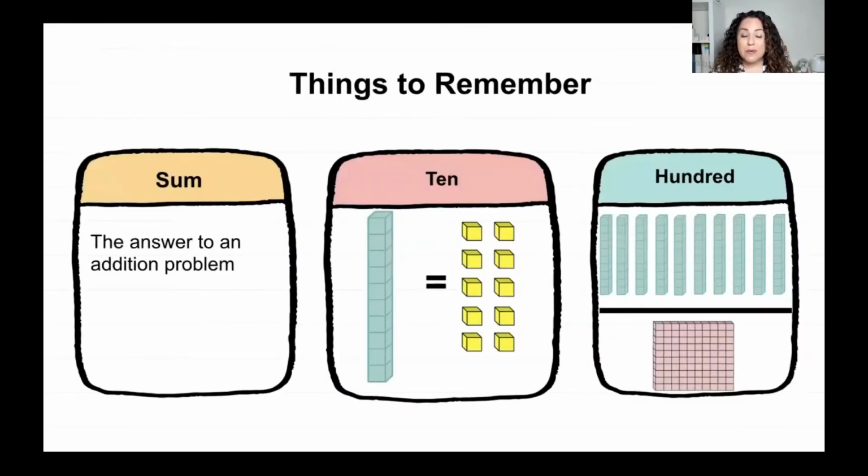Now for a review, remember the sum is the answer to an addition problem. We're going to be adding a lot. And remember that 1 ten is equal to 10 ones. So 1 big is equal to 10 littles. Remember yesterday we had our little magic fingers and we had 10 and then we put them together and we bundle them and we make a group of 10. The same is true with 10 tens. When we bundle them together, they make 100.